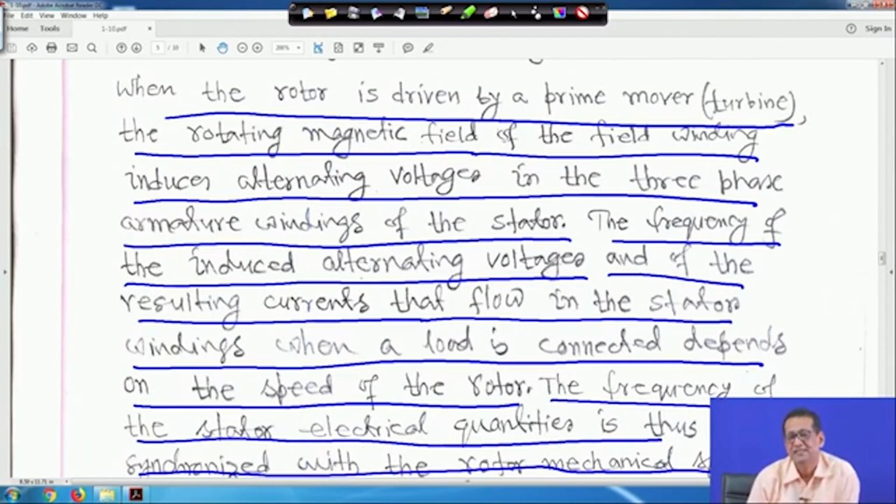synchronous machine, right. That's why I underlined once again that when the rotor is driven by a prime mover, the turbine and generator are coupled together, but let me tell you there will be no gear mechanism in between this turbine and generator, no gear, directly it is coupled, right. The rotating magnetic field of the field winding induces alternating voltages in the 3-phase armature windings of the stator. The frequency of the induced alternating voltages and of the resulting currents that flow in the stator windings when a load is connected depends on the speed of the rotor. The frequency of the stator electrical quantities is thus synchronized with the rotor mechanical speed, right.